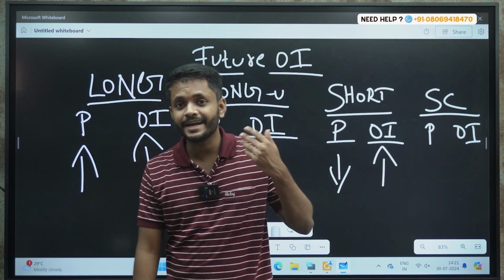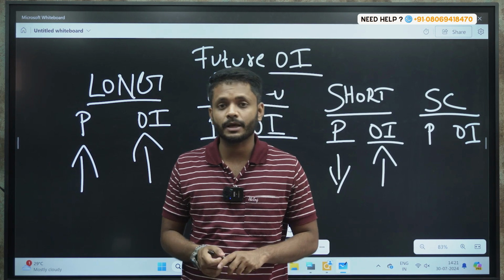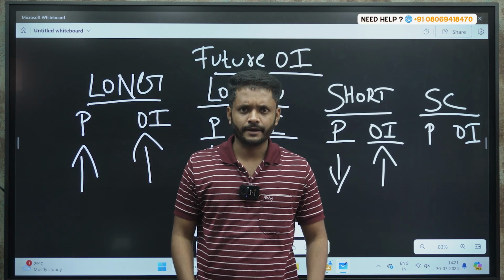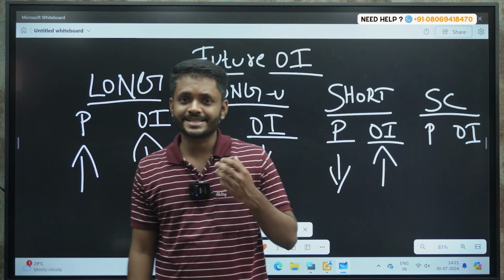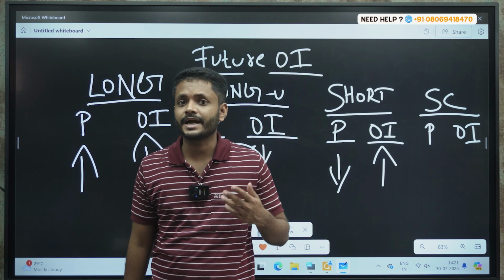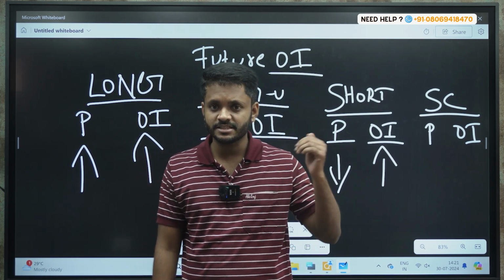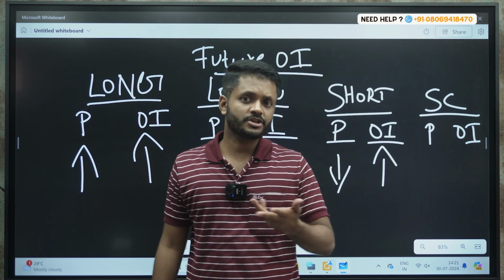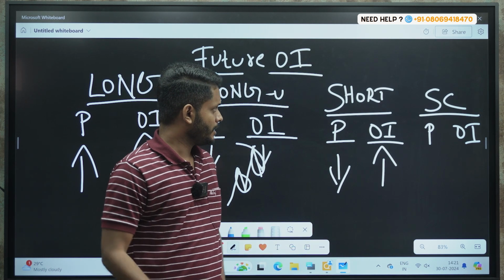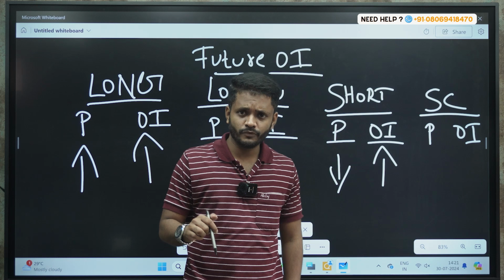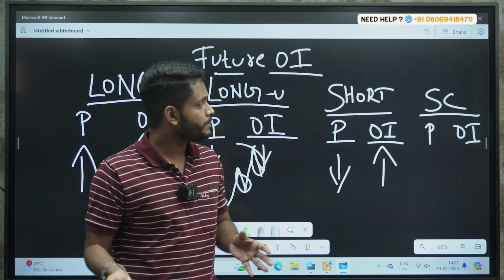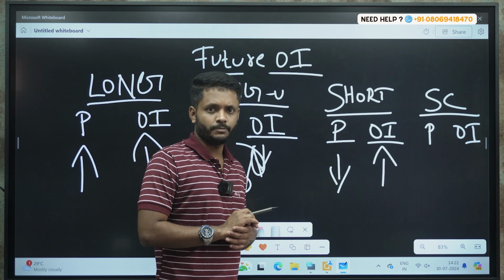So when you create fresh short positions, what happens? Open interest moves up because fresh contracts are being shorted. And when more and more people start selling, that is, when more and more people start initiating a short position, the price is bound to go down. Along with it, the open interest moves up because fresh short contracts are being initiated. So if the price is moving down and the open interest is shooting up, we can say that particular counter is following a short build up.